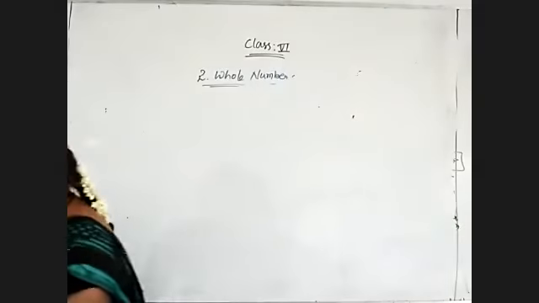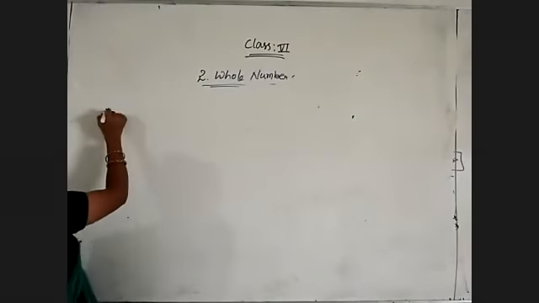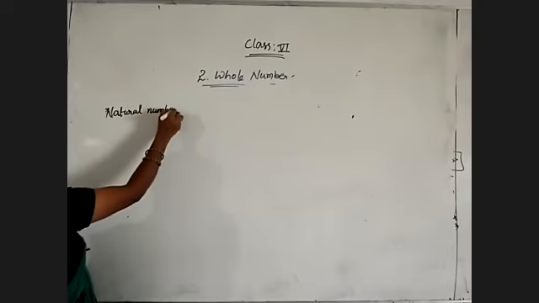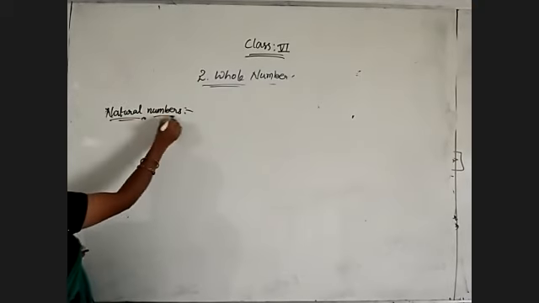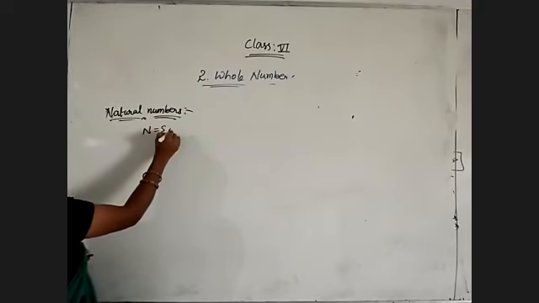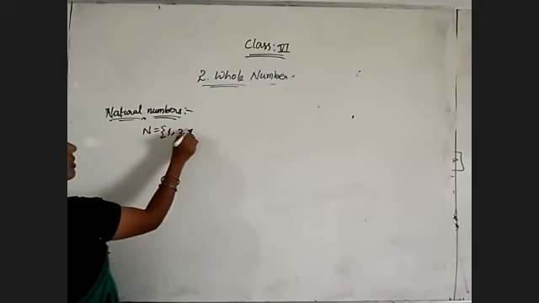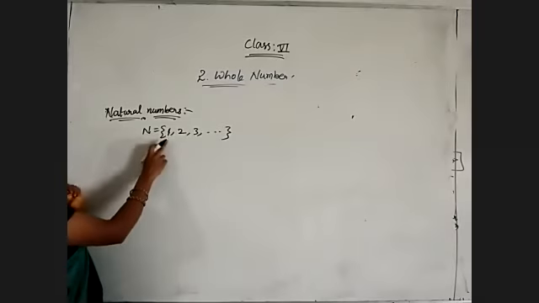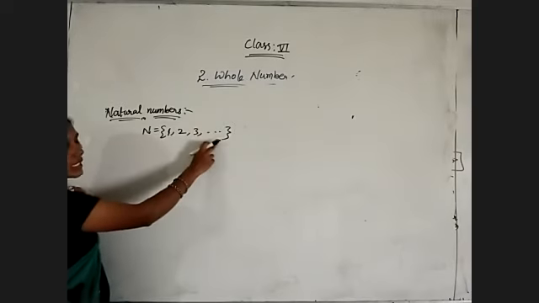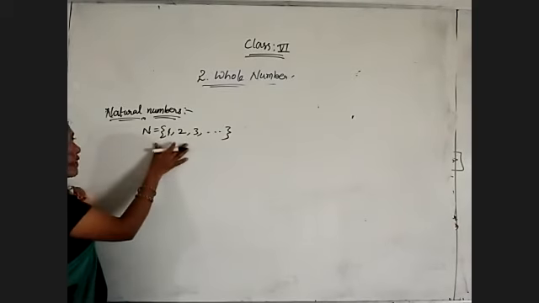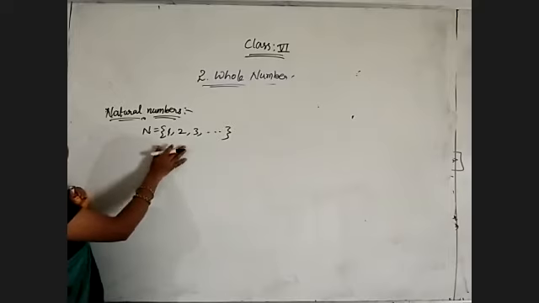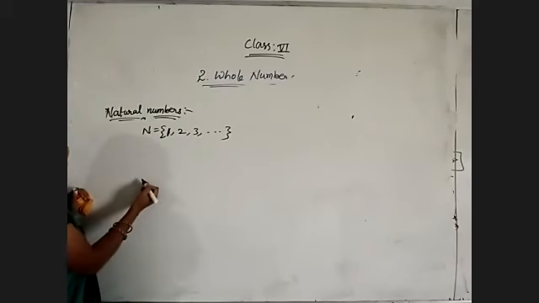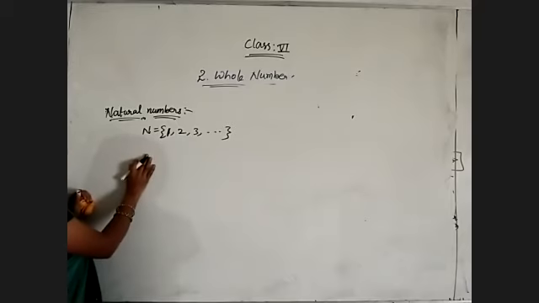First of all, we have studied about natural numbers. Natural numbers are nothing but the set of numbers from 1 to endless. All are called natural numbers or counting numbers. And there is no predecessor for the smallest natural number 1, and there is no highest natural number. Every natural number has its successor. Every natural number has its predecessor except 1. Okay? And these are also called counting numbers.